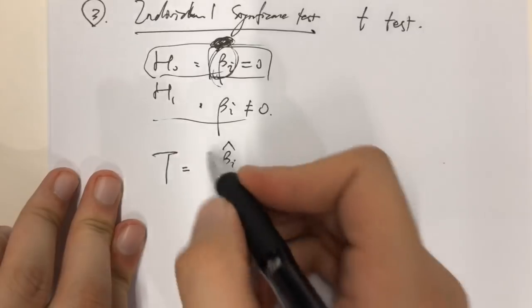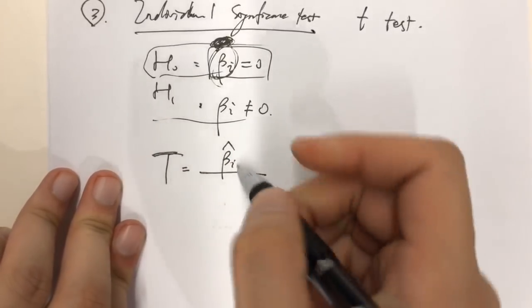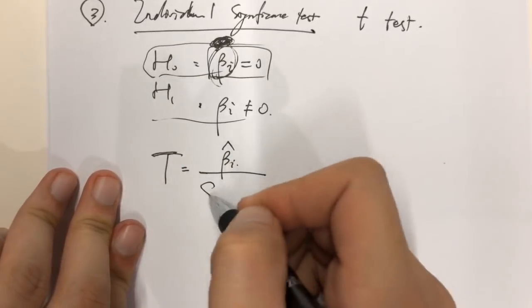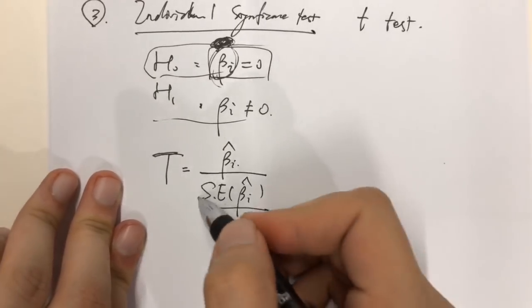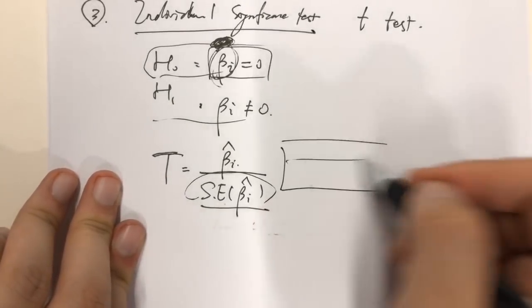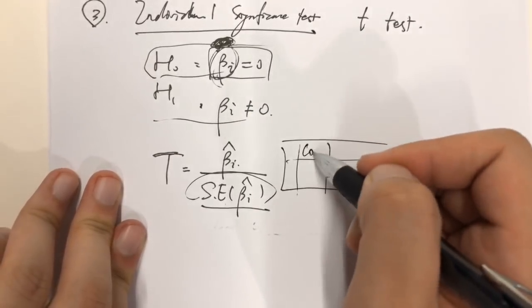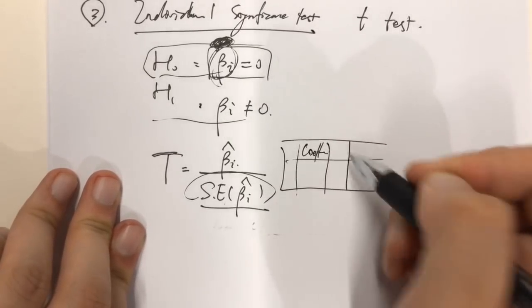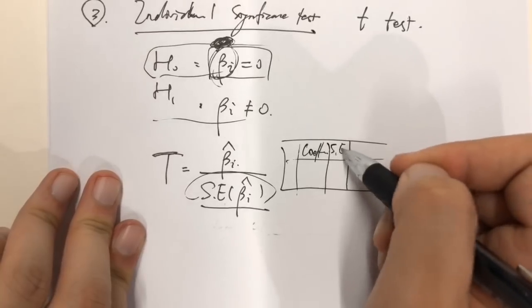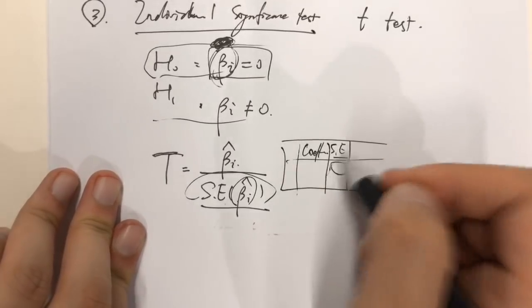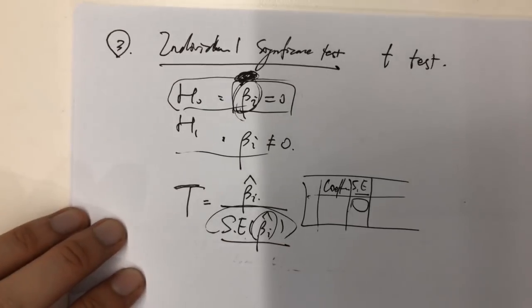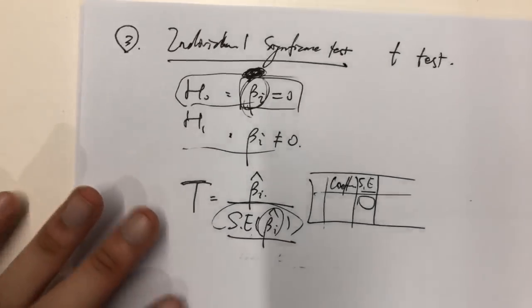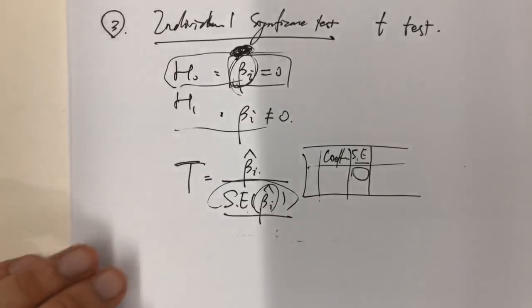Now, the t-test statistic is given by beta i hat divided by the standard error of beta i hat. So the standard error can be found in the second column of the Excel output, right? The first column is the coefficient, the second column is the standard error. So the standard error is just over there, okay? All right, so that's all about the individual significance test, okay?